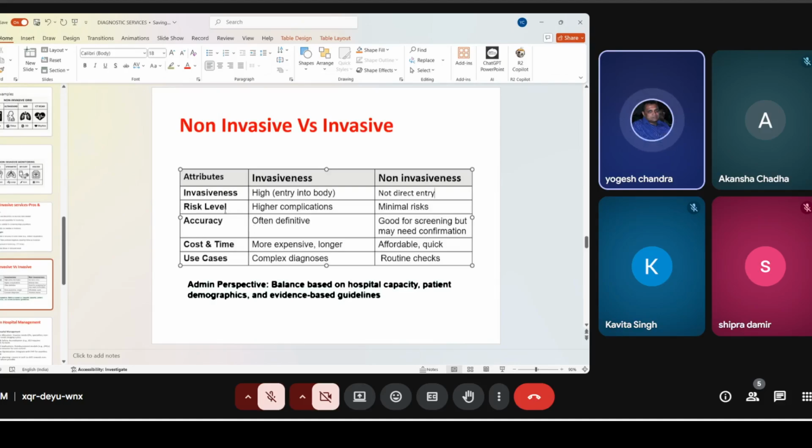Then risk level. If we talk about invasive diagnostic services, as we discussed, there is a chance of higher complication. But in the non-invasive, there is very little chance of any risk or something like that. Accuracy, if we talk about invasive diagnostic services, is on the very higher side. But non-invasive services are good for screening, but sometimes they may need confirmation also.